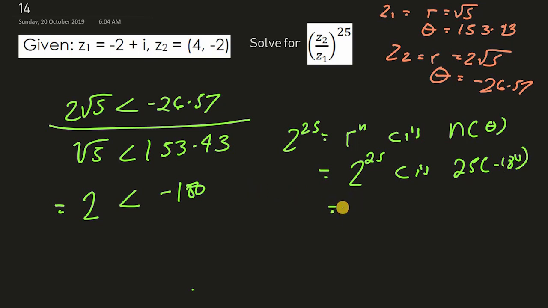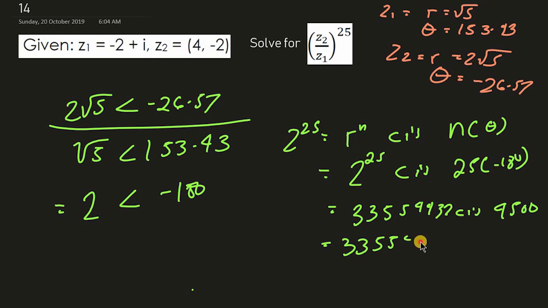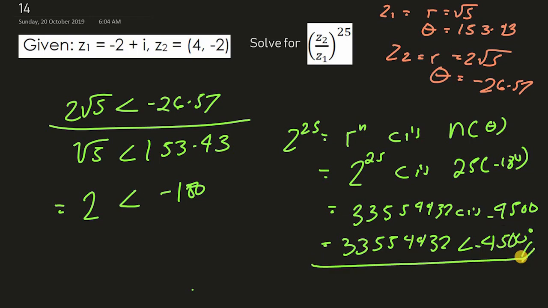So, to solve for that, 2 raised to 25 is equals to 33,554,432. Cis, 25 times negative 180 is equals to negative 4,500. So, our final answer in polar form is 33,554,432 angle negative 4,500 degrees. So, this is our final answer, guys.